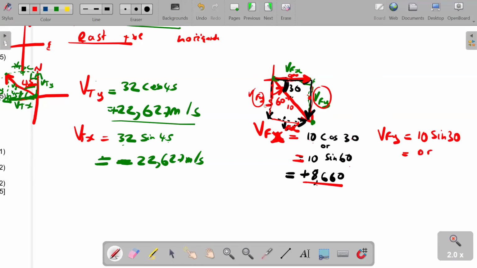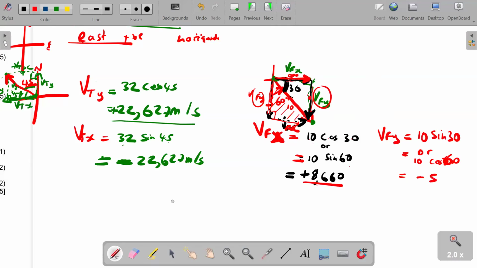Or we could have said, if I was to use this other diagram here, this triangle, this side, it's also a right angle triangle. I was going to say 10 cos 60. I could have said 10 cos 60. I was going to get the same answer. What answer is that? This answer is -5.